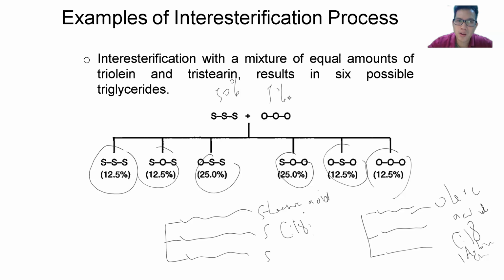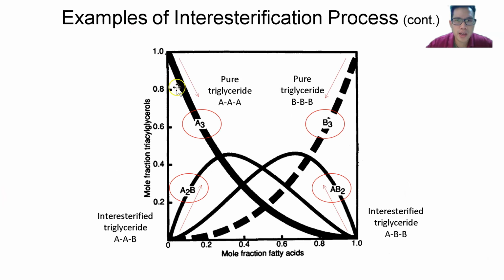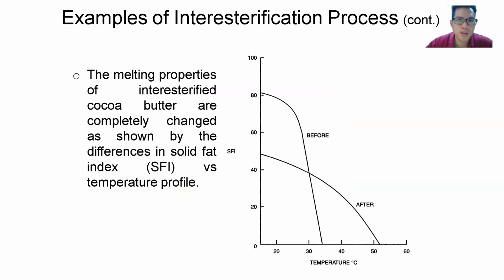So once they form this, all of these are no longer fully saturated. They have one double bond already. Whereas these no longer have the fully unsaturated ones. They have saturated already. So basically they change the physical properties of the resulting oil because of the changes in the fatty acids. As you react, the pure triglycerides are going to reduce, and the mixed ones are going to increase in concentration. This is basically an example of the effect of interesterification.